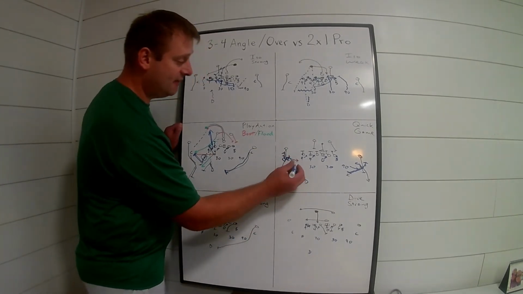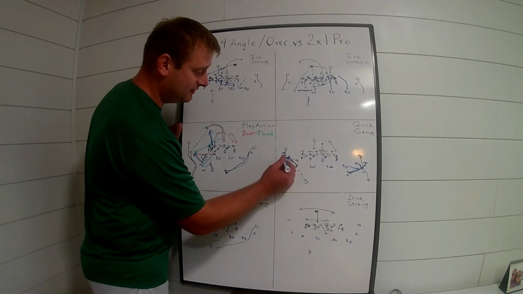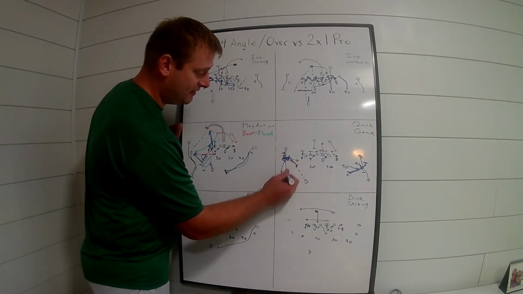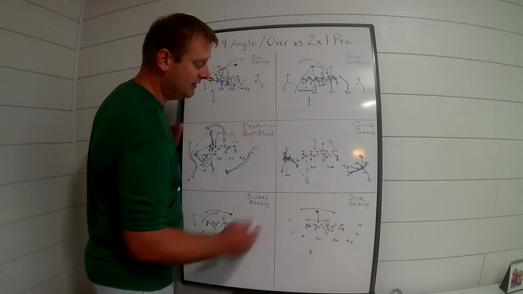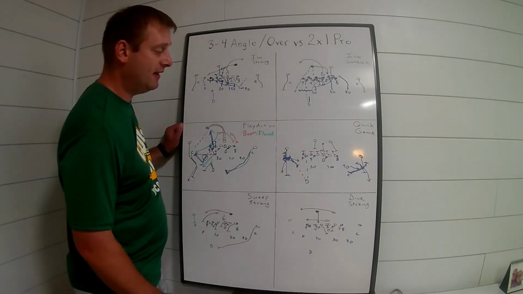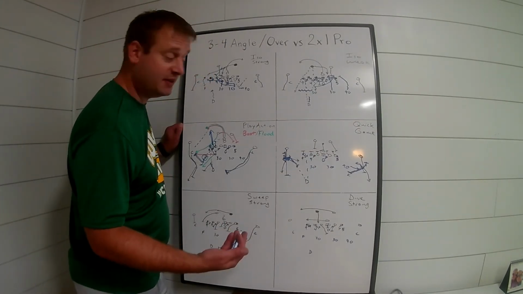Here we could definitely play a cover 2 concept with the deep and the corner. We could also, again, widen that free safety out. He's playing underneath, corner's playing a deep third, and you put your deep safety, he's ultimately the vertical of the tight end.